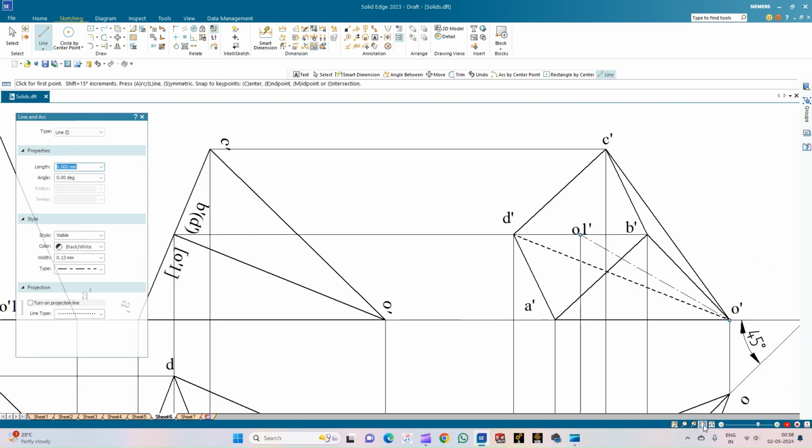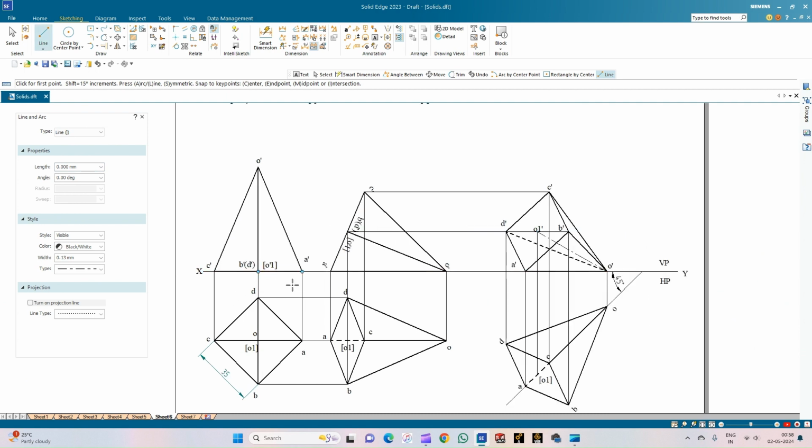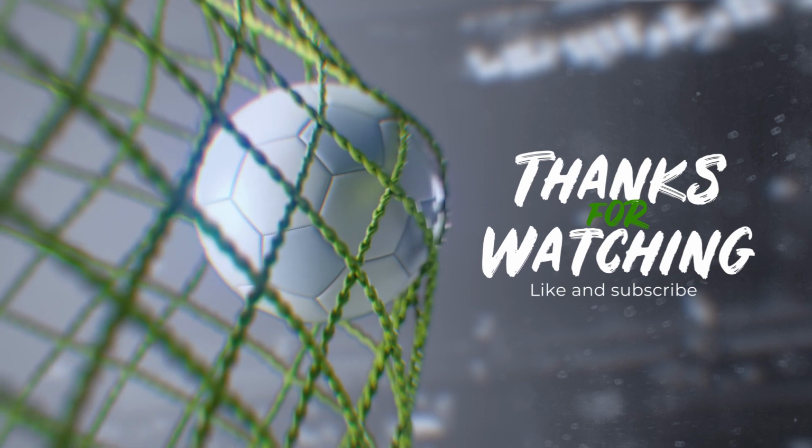So you can just see that initially the pyramid is resting on one of its corner, and it is rotated in such a way that it is resting on one of its slant edges on the HP, and then it is inclined to VP such that it appears to be inclined at an angle of 45 degrees to the VP. So with this we complete the drafting of the solution for a given problem statement. Thank you all for watching.